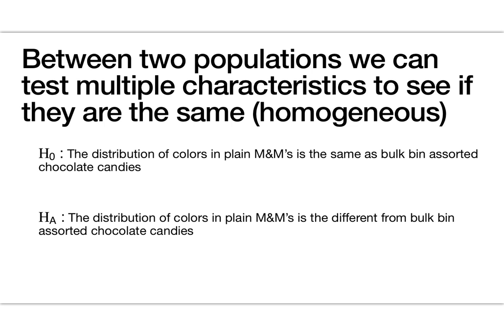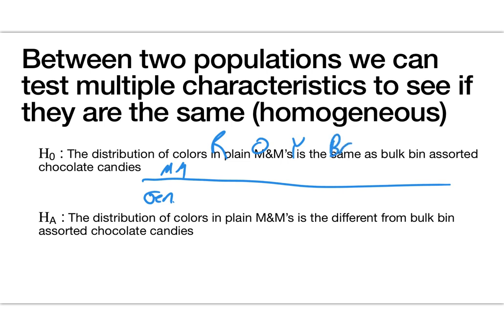Maybe not, I'm joking. But if I were doing a test for homogeneity, my null hypothesis would be the distribution of colors of plain M&Ms is the same as bulk bin, right? And so my chart would look something like this: M&M versus just generic. And it would be red, orange, yellow, brown, blue.